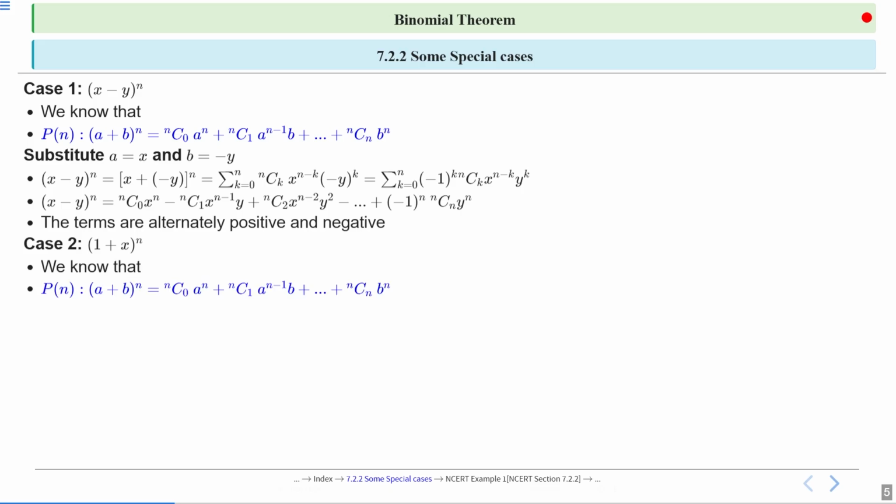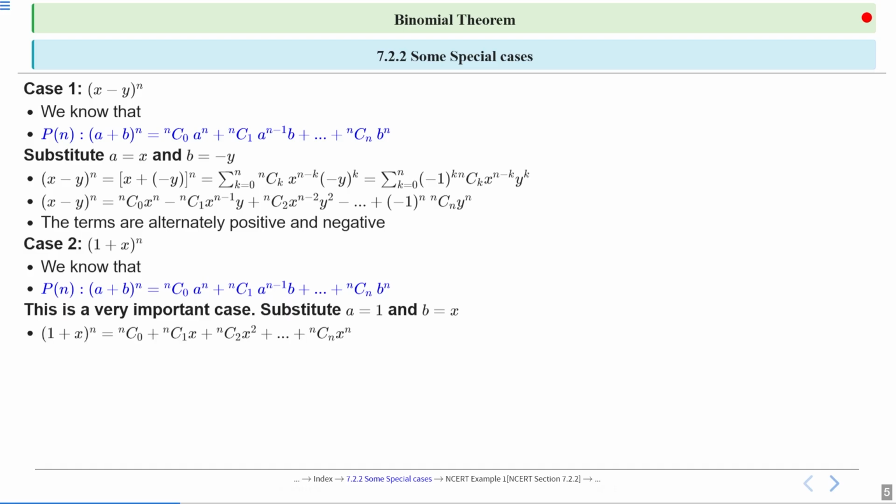Again, we know that (a + b)^n = nC0 a^n + nC1 a^(n-1) b + ... + nCn b^n. Now we will substitute a = 1 and b = x. By substituting a = 1 and b = x, we simplify the expression to (1 + x)^n.